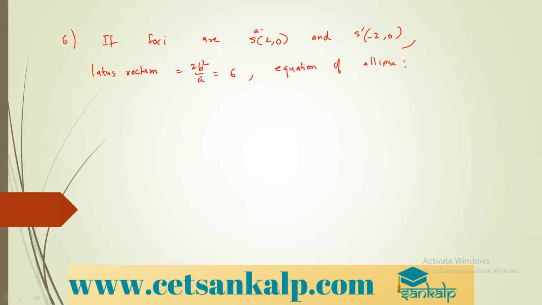First of all, foci means AE comma 0 and minus AE comma 0. So if I write AE equal to 2, that will be right, isn't it? AE will be equal to 2. Minus AE is minus 2. And now 2 b square, I will write a square into 1 minus e square by a, equal to 6. One a will cancel. Now using this, I will find A or I will find E.